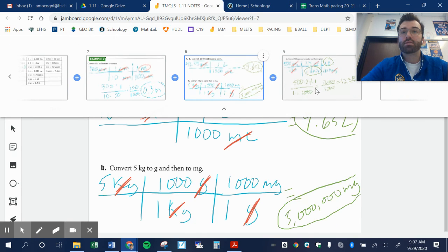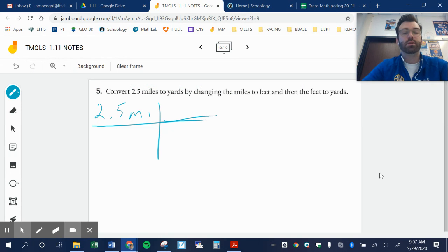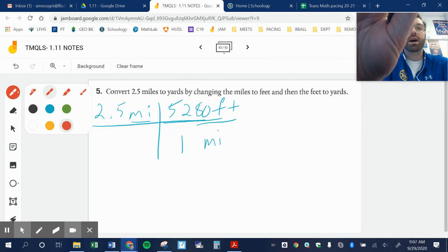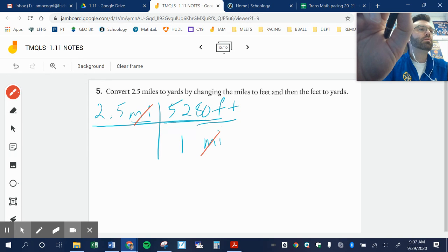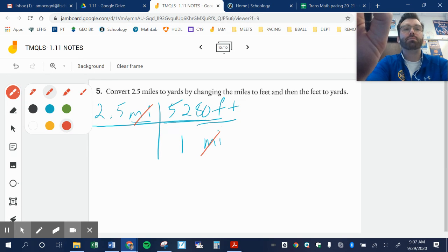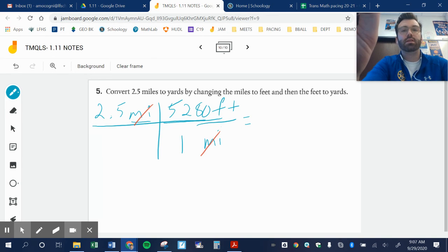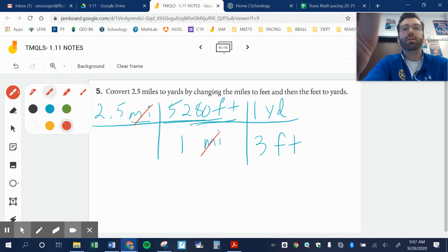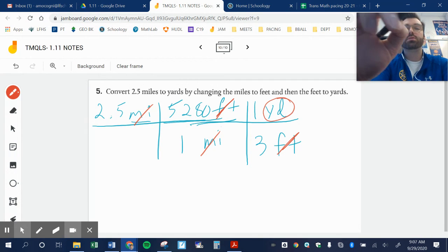I don't know how many golfers are out there, but it's measured in yards. I have miles on the top here. That means I need miles on the bottom to cancel out. I have 5,280 feet. Miles cancel. I got the feet portion. Now it says to go from feet to yards. I have to have 3 feet per 1 yard. Feet cancel, and I'm left over with yards, which is what we wanted.